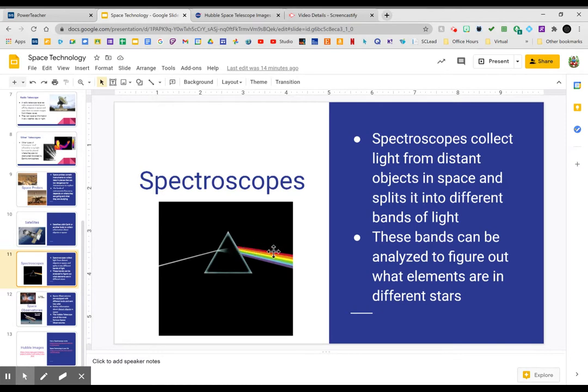So lithium burns red. We know that if it's shining off red light, it's going to have some lithium in it. Okay? So when we talk about that as far as different kinds of elements in different stars, we're using a spectroscope to figure that out.